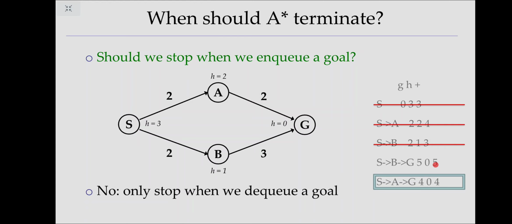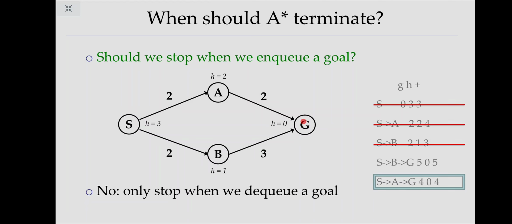If 5 is compared with 4, we need to check the neighbors of A because the cost of SA is 4, that is less than 5. And we have an opportunity to find better solution by continuing A.